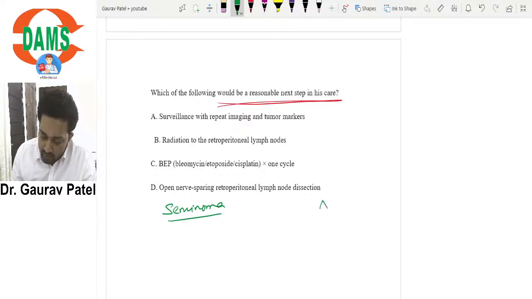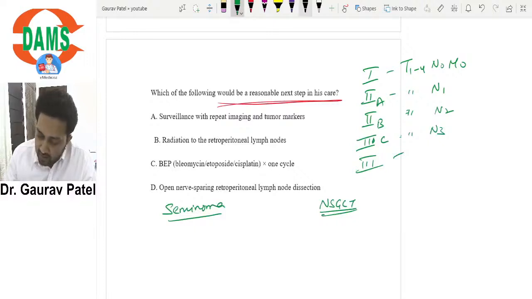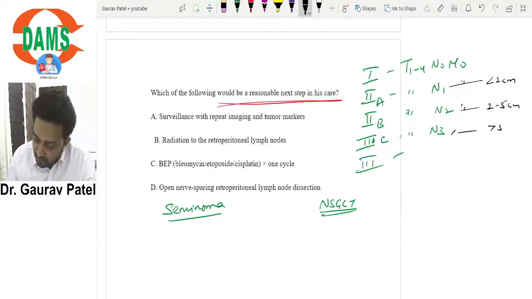seminoma and non-seminomatous germ cell tumor. Stage 1, 2A, 2B, 2C and 3. Stage 1 is any T, T1 to T4, N0, M0. Stage 2A when there is N1, 2B when there is N2, 2C when there is N3. M0, M1, M2. N1 is less than 2 centimeter lymph node, N2 is 2 to 5 centimeter, N3 is more than 5 centimeter. And stage 3 is when there is M1.